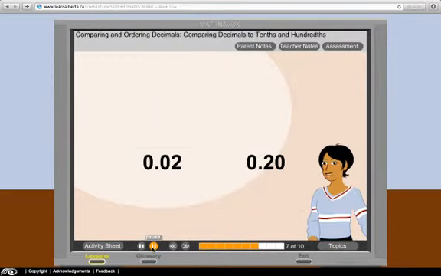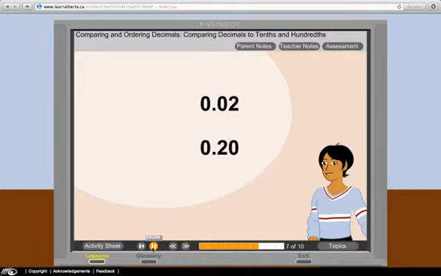Let's compare these numbers by looking at just the digits. Starting from the left as always, we can see that we'll have to move on because both numbers start with 0. This does not yet tell us which one is greater. Now we're getting somewhere. When we compare the tenths in both numbers, we see that the first number has 0 tenths.